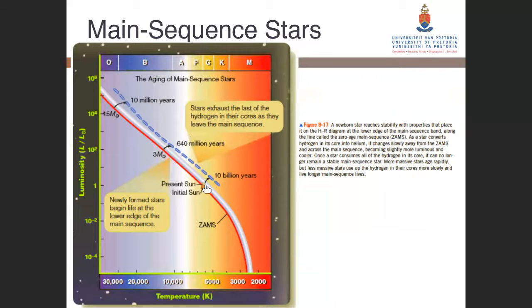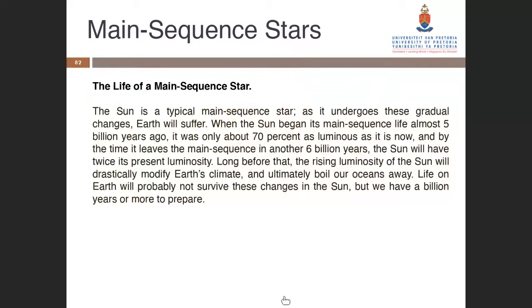So our present sun is here on our main sequence diagram. The sun is a typical main sequence star. As it undergoes these gradual changes, Earth will suffer. When the sun began its main sequence life almost 5 billion years ago, it was only about 70% as luminous as it is now. And by the time it leaves the main sequence in another 6 billion years, the sun will have twice its present luminosity.